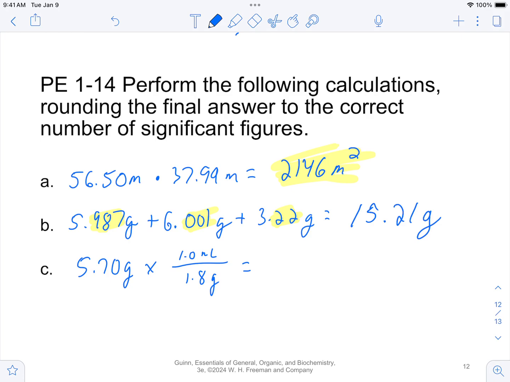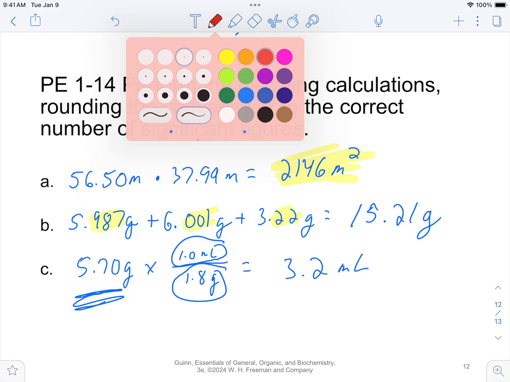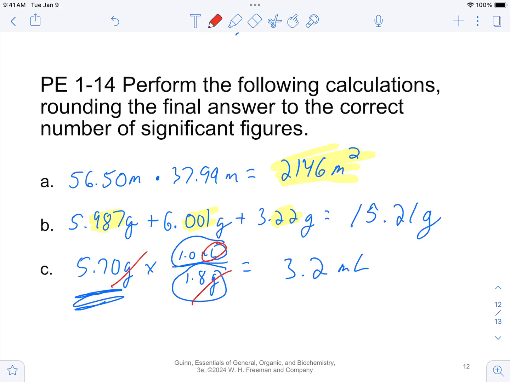And lastly, C, we are multiplying and dividing, so we are looking at total sig figs. This guy has 3, he has 2, he has 2, so our answer can only have 2, so we should get 3.2 milliliters. Notice how the grams cancels and we're left with mL.